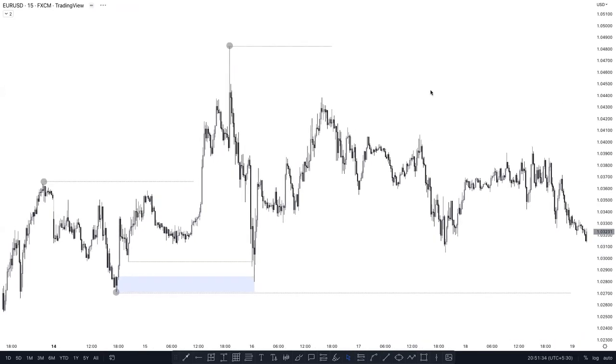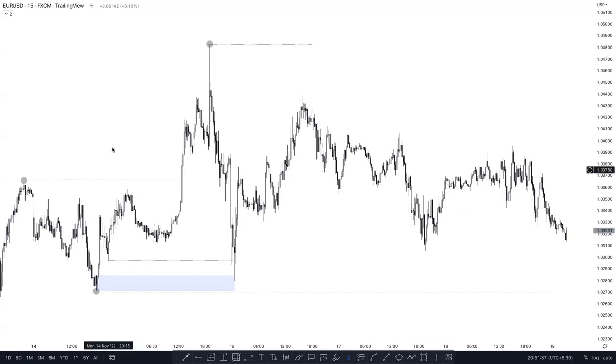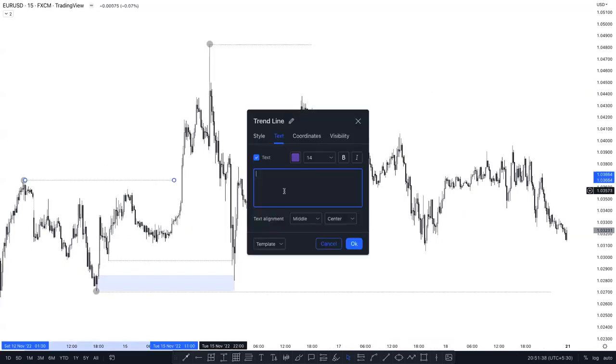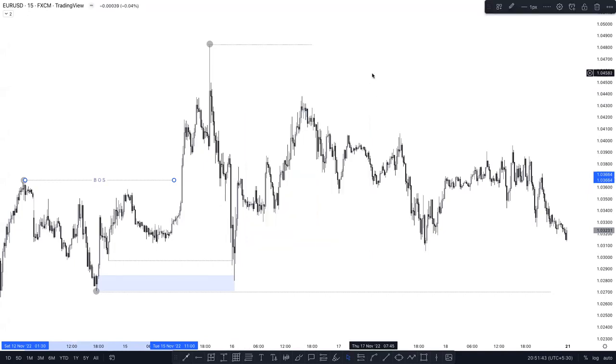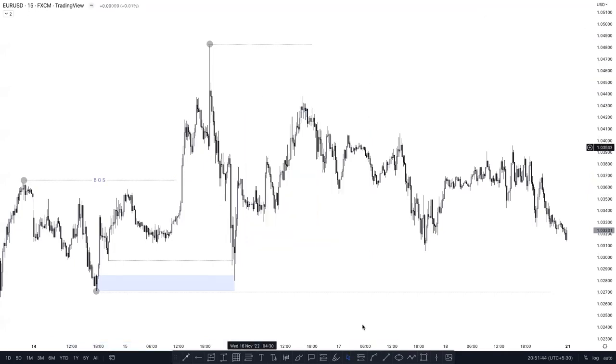Okay, so finally, this was our last break of the structure here. And after the break of the structure, what happened here? You have to buy here after taking out the inducement, after taking out the initial liquidity. So in this case, this low acts like the inducement, and this one is our extreme. Price tapped our extreme and the market went higher.